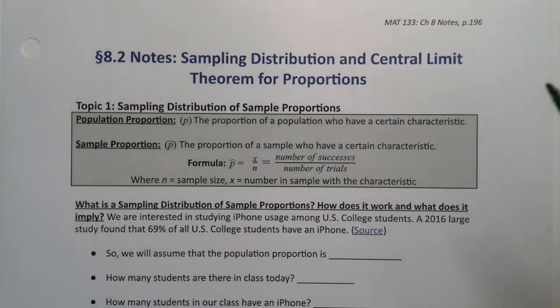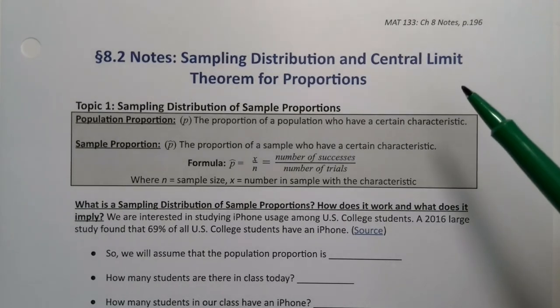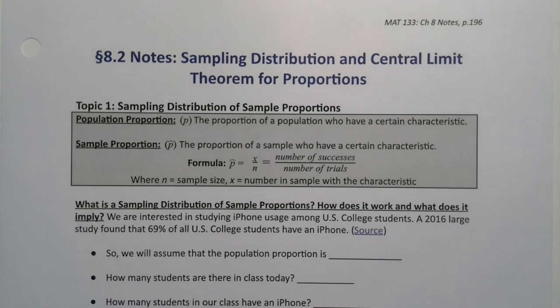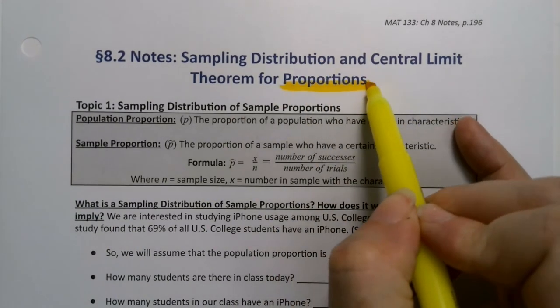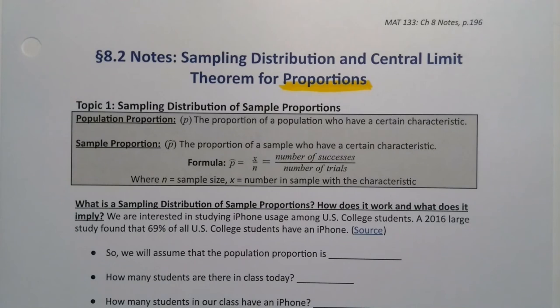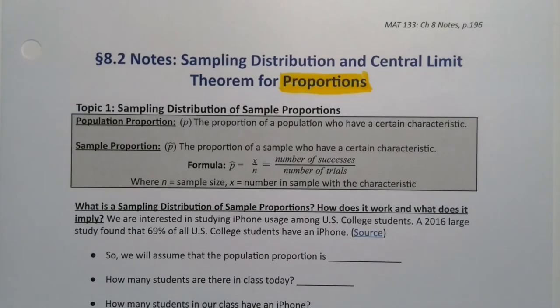In section 8.2, we want to take on the central limit theorem again, but this time we're going to take it on for proportions. So we're going to look at some new topics that we haven't seen before. Now, the first thing we want to get a handle on is what is a proportion and how does it work in this particular context.